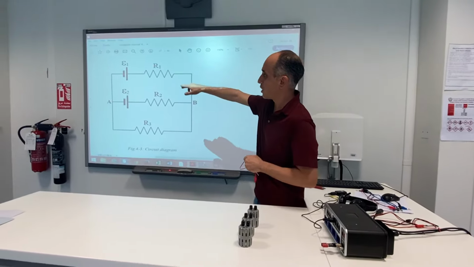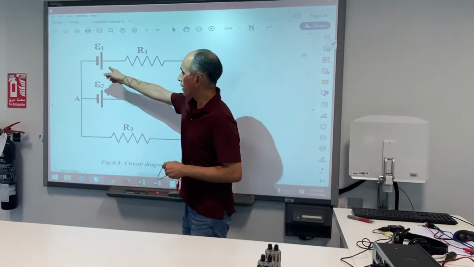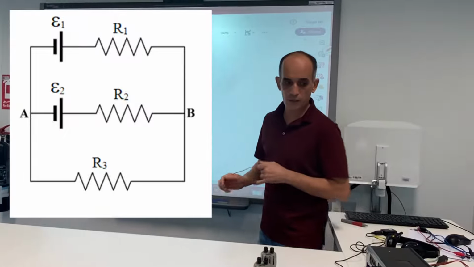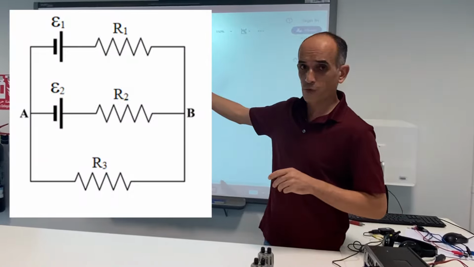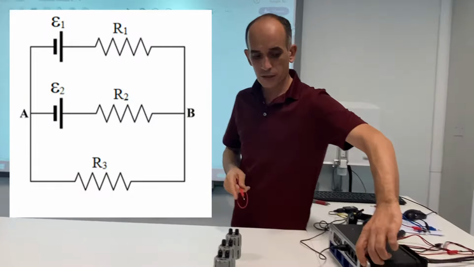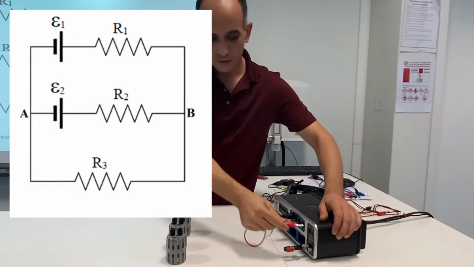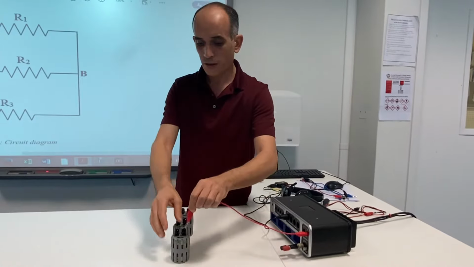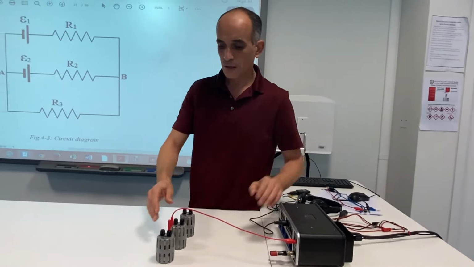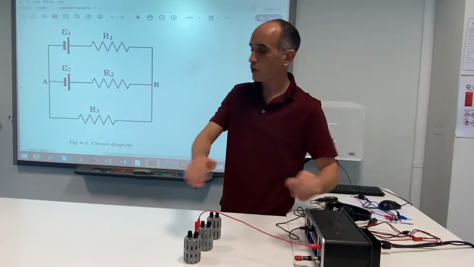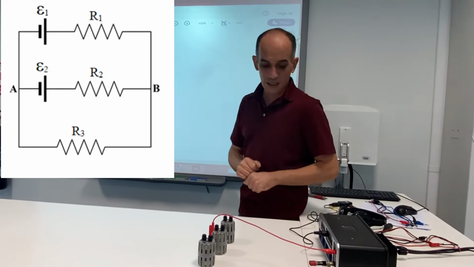In the first branch, we have the battery E1 connected with the resistor R1. So I'm going to connect a wire between the positive side of E1, which is right here, to the left side of R1. So I'm done with the first branch, so let me move to the second branch.